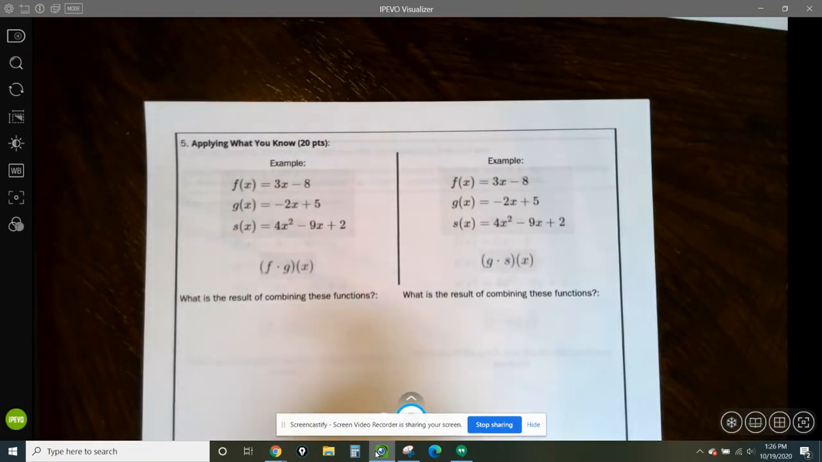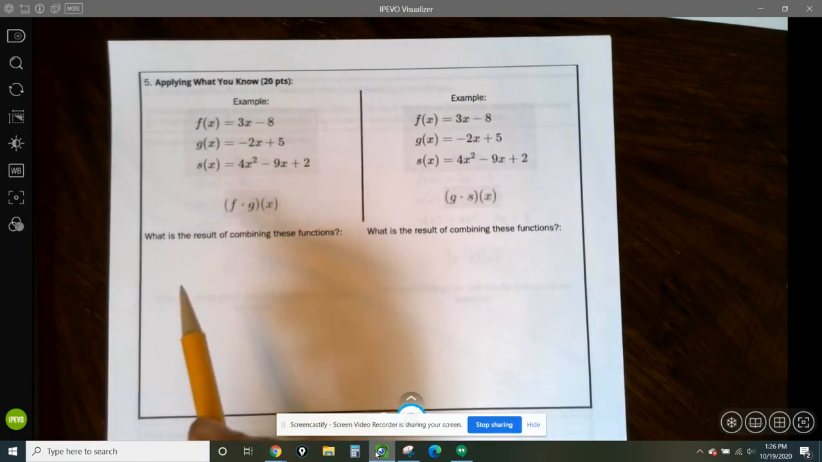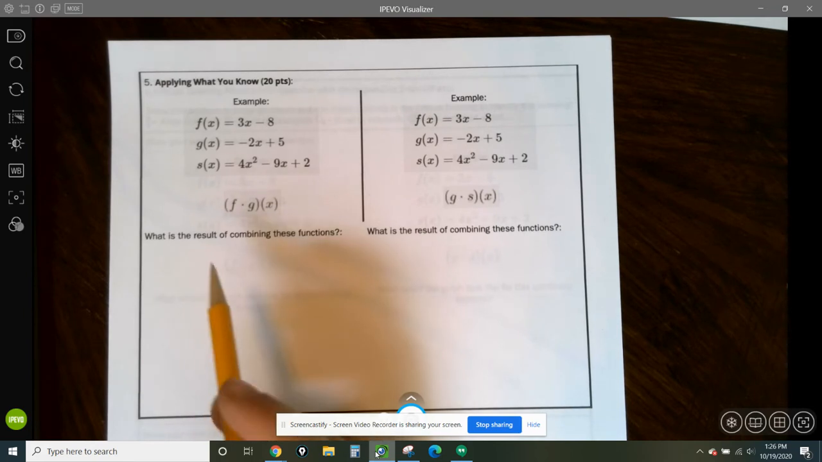Okay, so now moving on to example number 5. This is just applying what you know. We're not going to solve the entire problem yet. We're just going to do part of it, or whatever it asks us to do here.